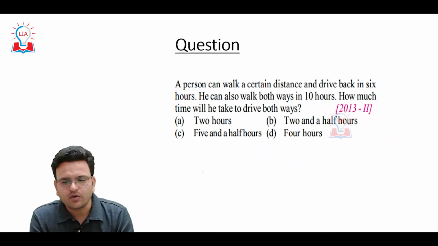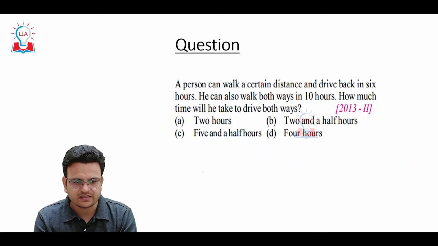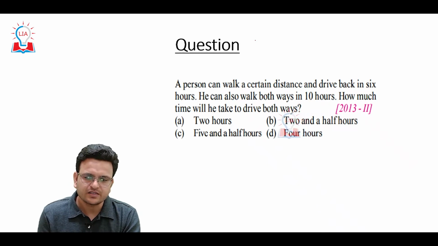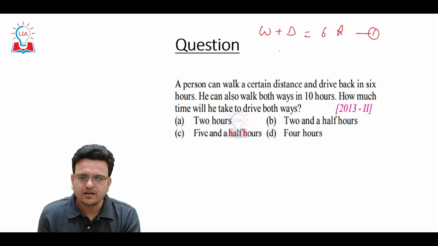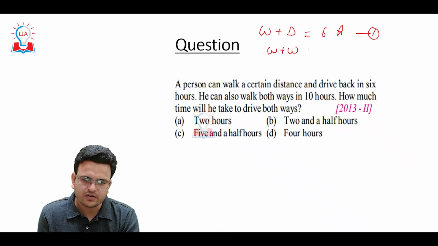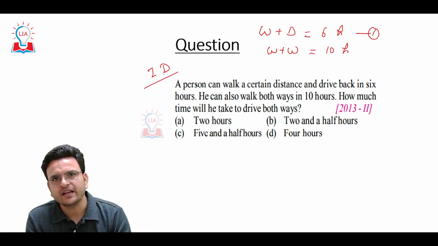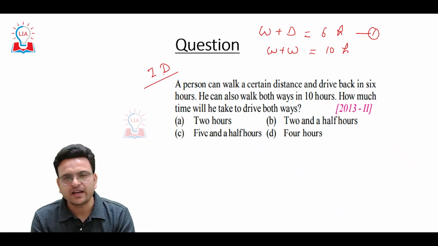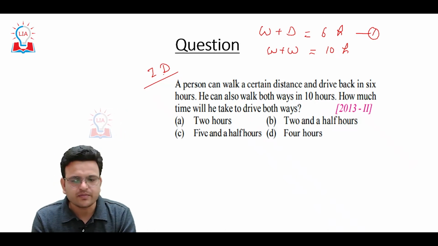Come to one more question. Such type of questions I have already discussed. Here a person is going by walk and driving back, taking 6 hours. Equation 1. A person is going by walk and coming back also by walk, taking 10 hours. So we have to get how much time the person will take while going by car and coming back also by car.